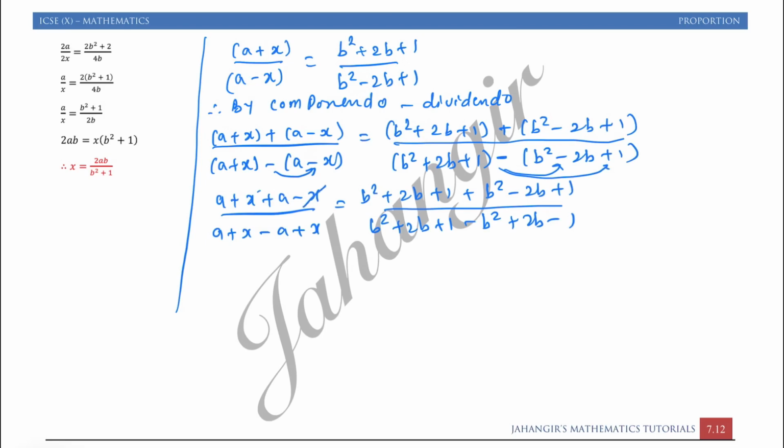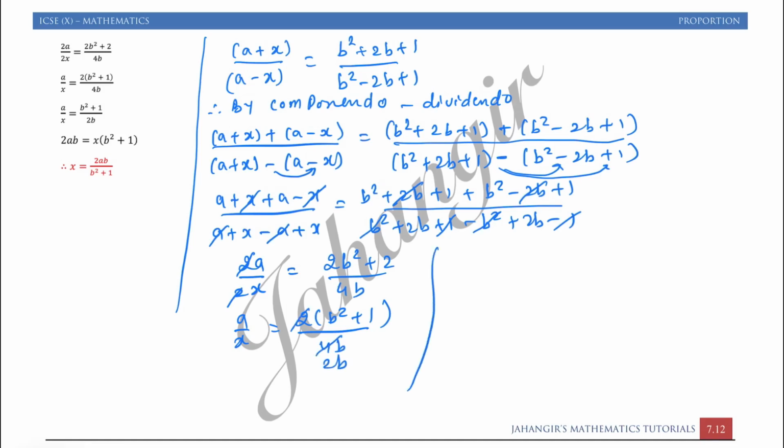Now cancelling x and a, you will get 2a upon 2x is equal to, here I can cancel these two parts. b square and b square will get cancelled, 1 and 1 will get cancelled. So 2b square plus 2 upon 4b, so 2 and 2 will get cancelled. So a by x is equal to 2 common, b square plus 1 upon 4b. Here again we can cancel.